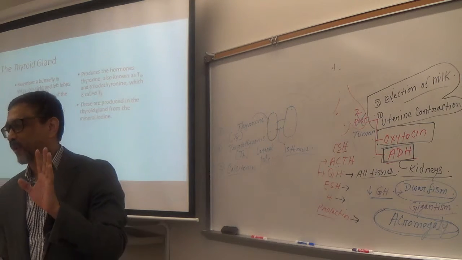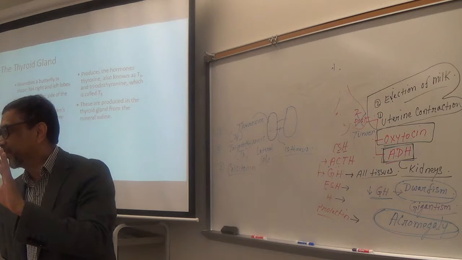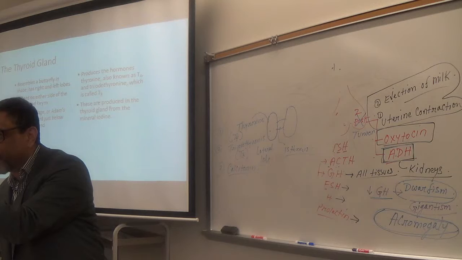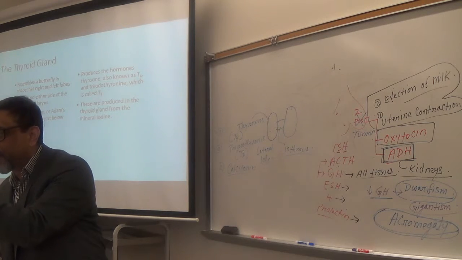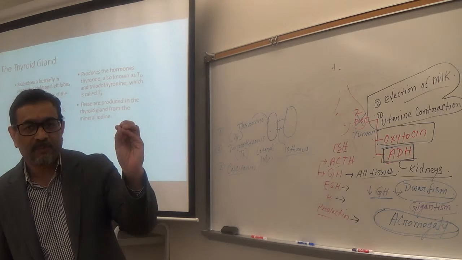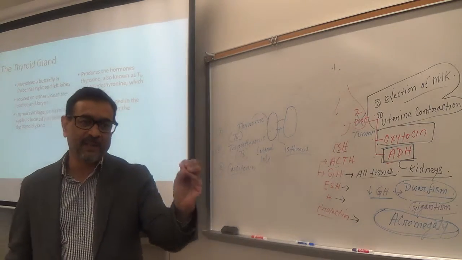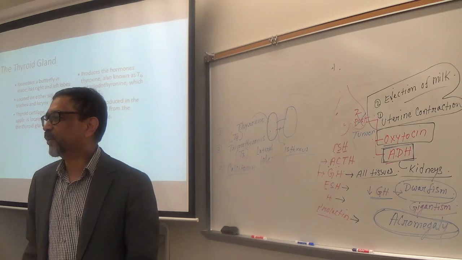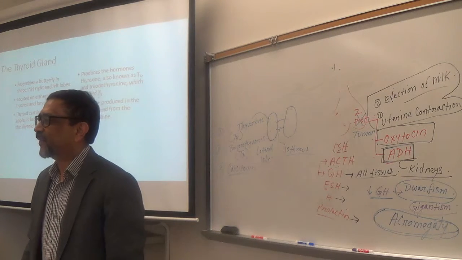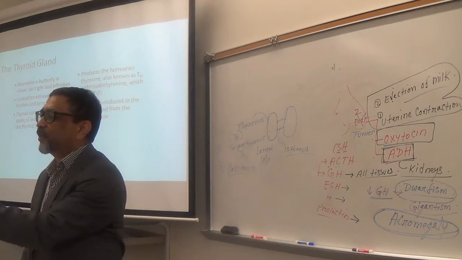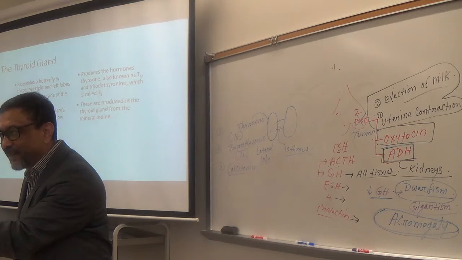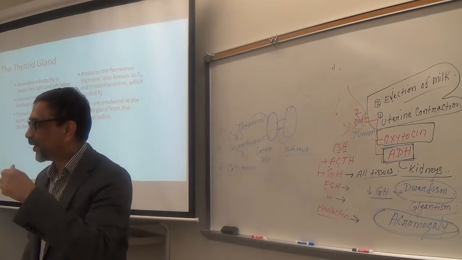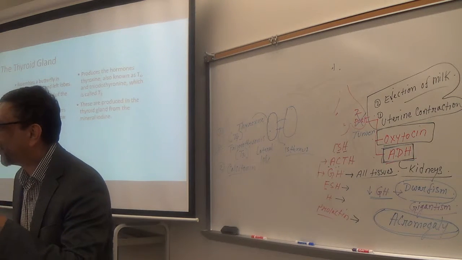Tetraiodo or T4. How many iodine atoms do you need? 4. Make sense? So to form a T4 hormone molecule, you need 4 iodine atoms. To form or produce T3, you need how many iodine? 3 iodine. That's simple. So now you know that to produce thyroid hormone, you need what? Iodine.